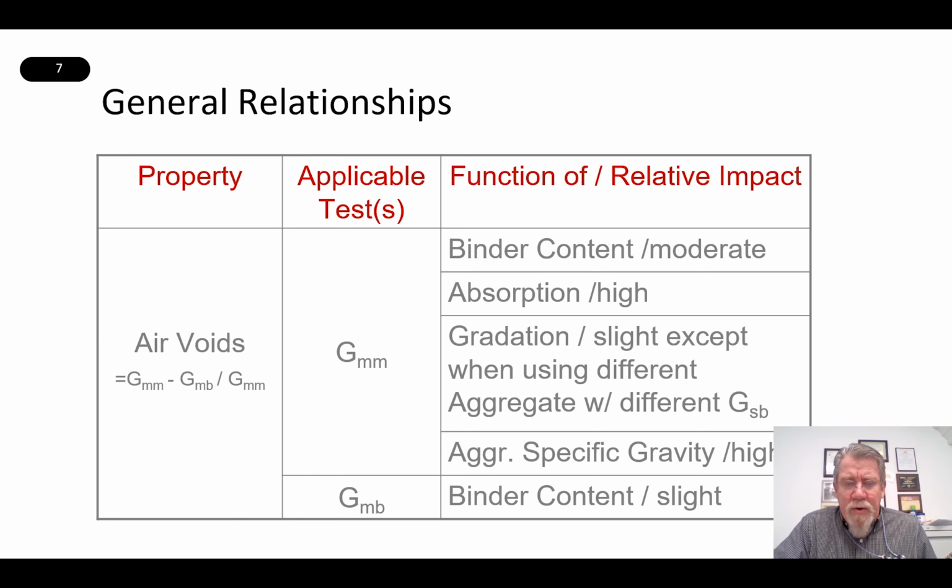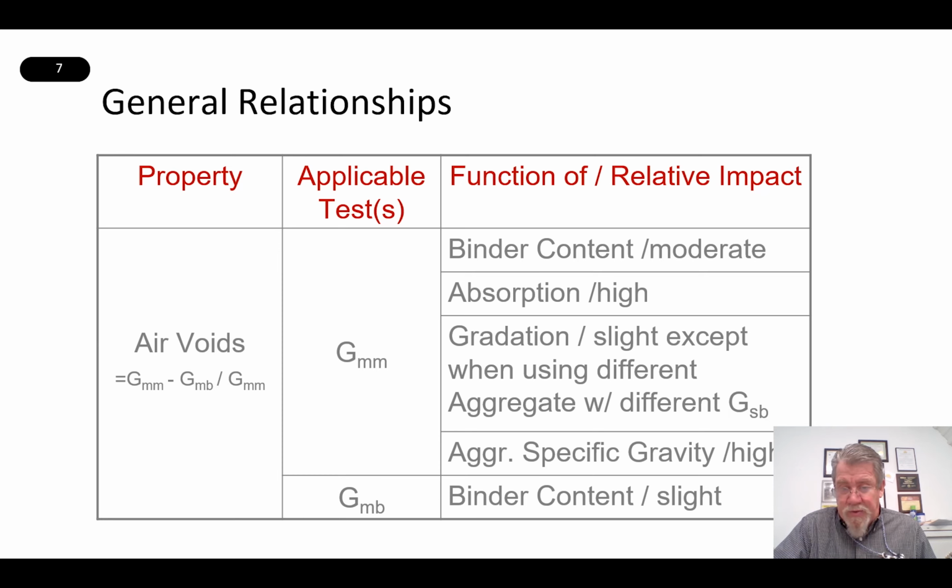The first slide here is properly looking at air voids. The two tests that go into determination of air voids are your GMM and your GMB, where GMM is your rice, and GMB is your compacted pills. The equation, GMM minus GMB divided by GMM, will get you what your percent air voids are.